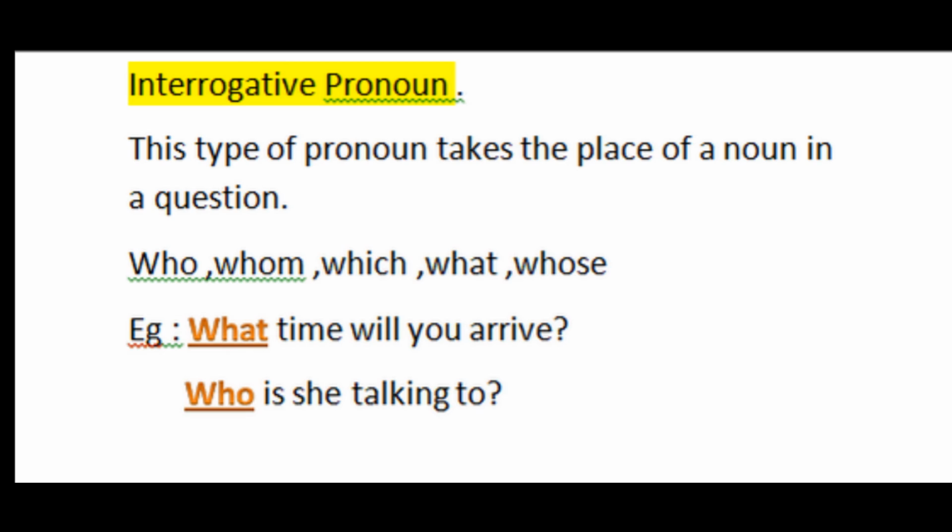Interrogative pronoun. This type of pronoun takes the place of a noun in a question. This includes who, whom, which, what, whose. For example, what time will you arrive? In this sentence, what is an interrogative pronoun. In the second example, who is she talking to? Here, who is an interrogative pronoun.